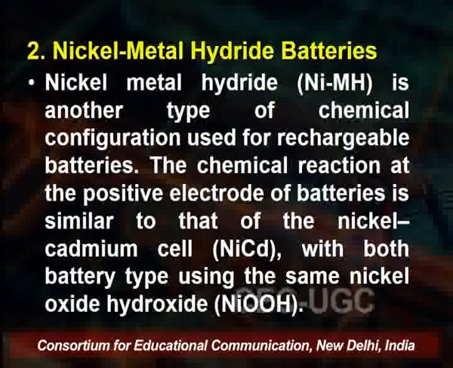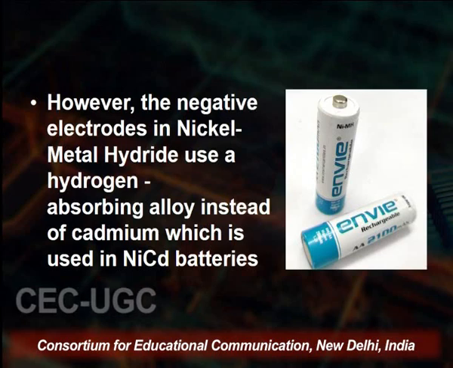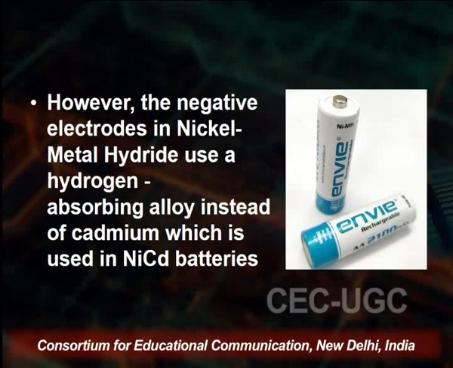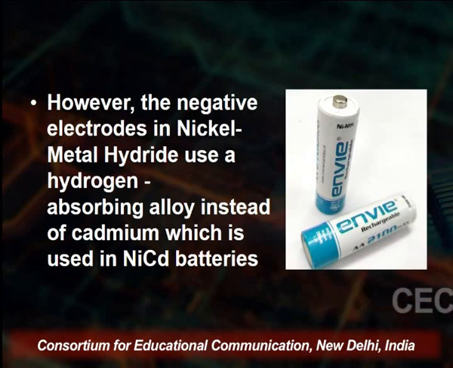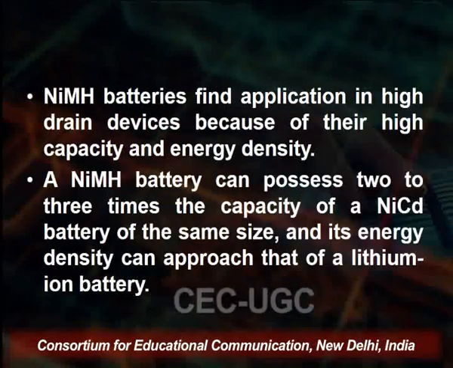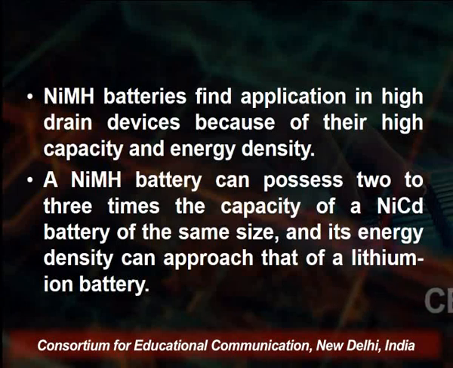So here we use the metal hydride in place of the cadmium. You see on the screen, these are the batteries. Nickel metal hydride is used as a hydrogen absorbing alloy here in place of the cadmium. Now, NiMH batteries find application in high drain devices because of their high capacity and high density.